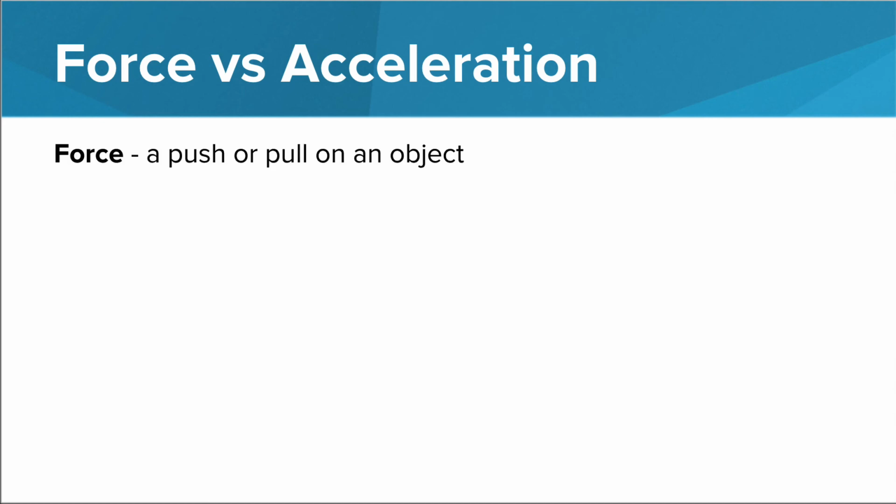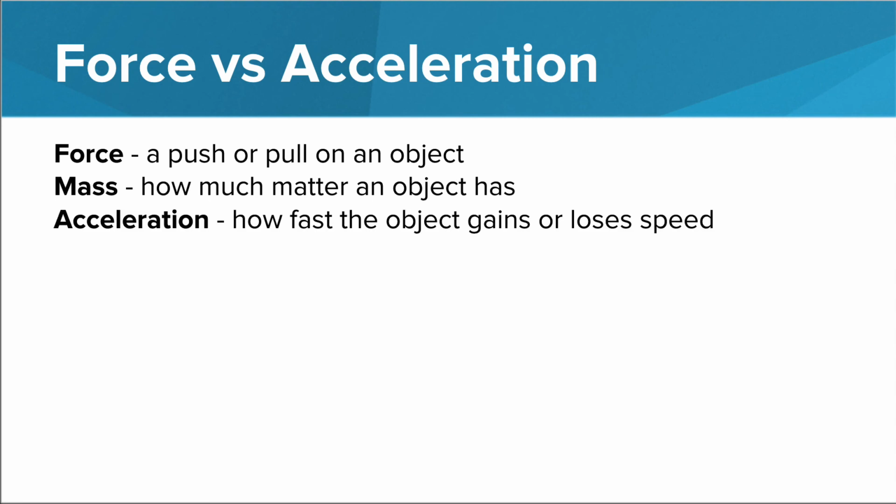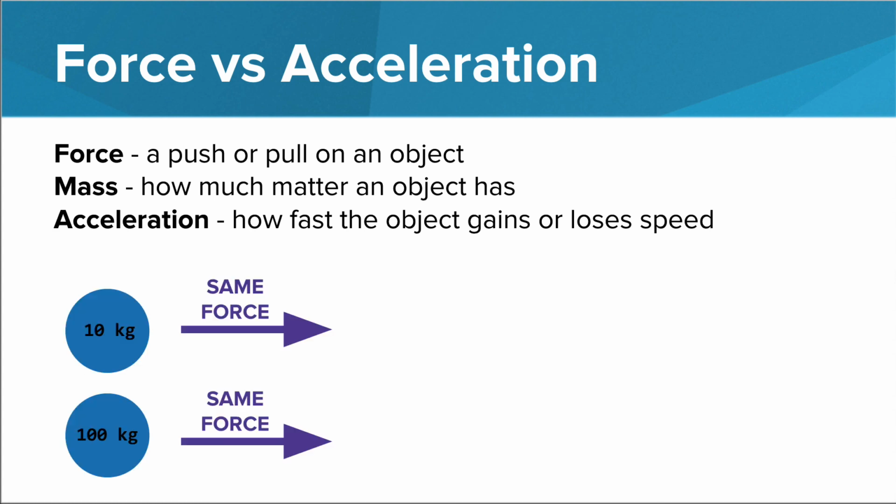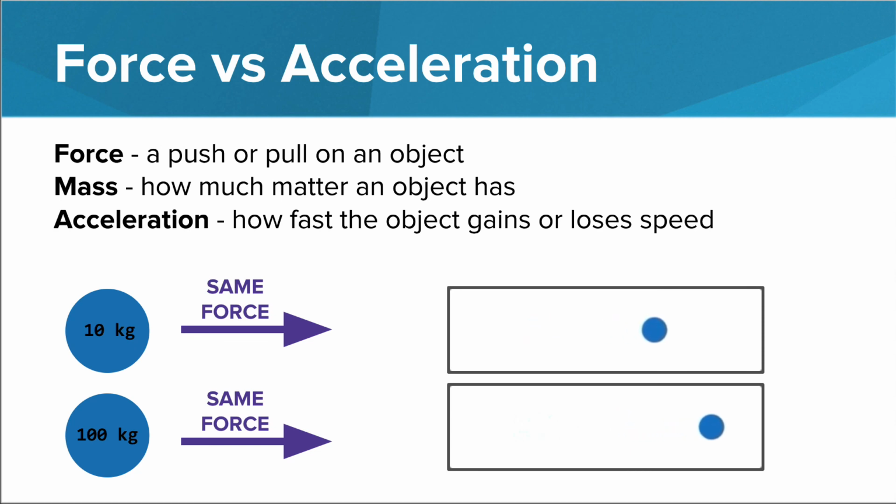One point of clarification that's important as you observe your simulation and data. Force, which is what we're interested in learning about, is simply a push or pull on an object. But depending on how much mass an object has, that same force will cause a different acceleration, which is how fast the object gains or loses speed. For example, imagine we have two balls that experience the same force. The bottom one has 10 times the mass as the top one. As you can see in the animations on the right, the top ball gains speed much faster than the bottom one since it has less mass.